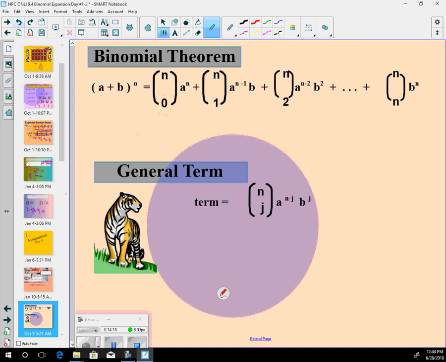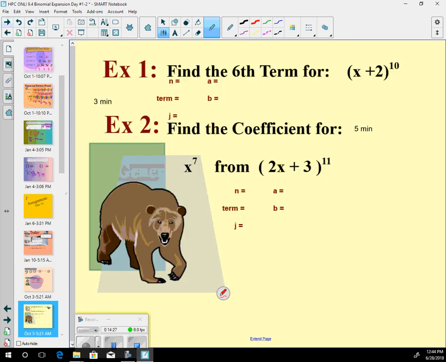There we go. So here's a general equation to get any term. How do you know which term you're at? Well, we'll deal with that. So let's say that we don't want to expand the whole thing. We just want to know the 6th term. So when we look at (x + 2) to the 10th, n is 10. The first part of the binomial is x. The second part is 2. And then we want to know the 6th term.